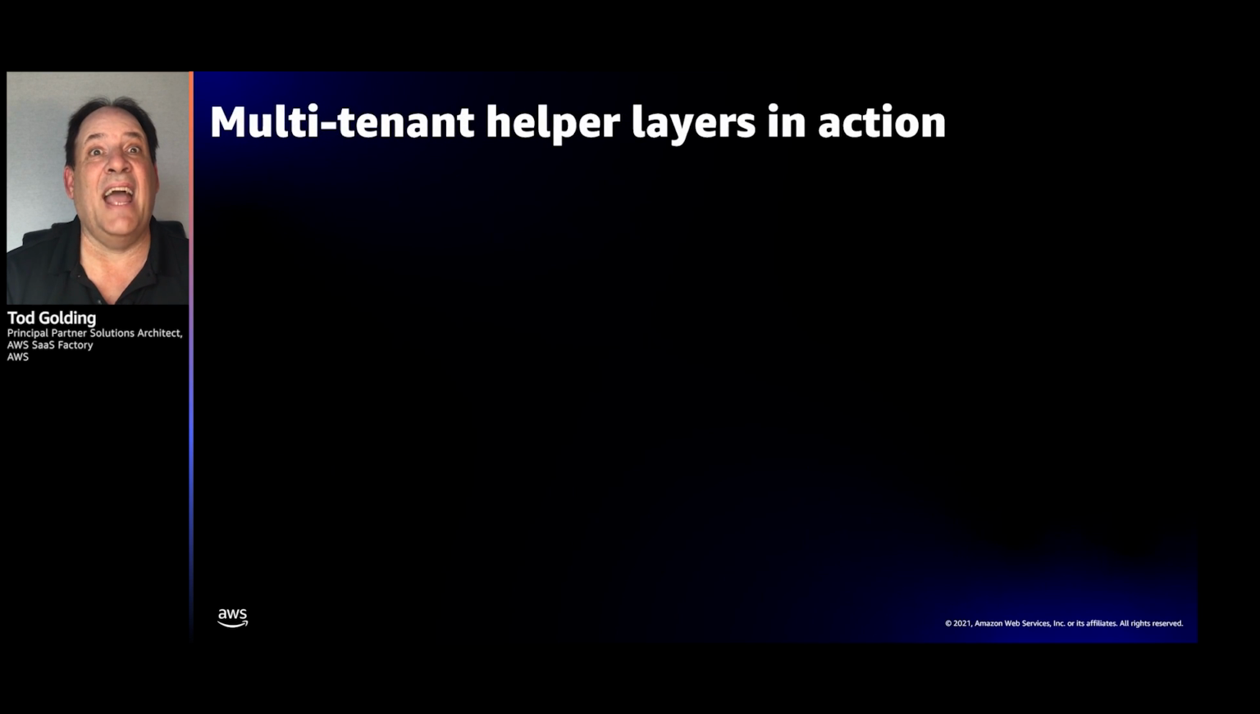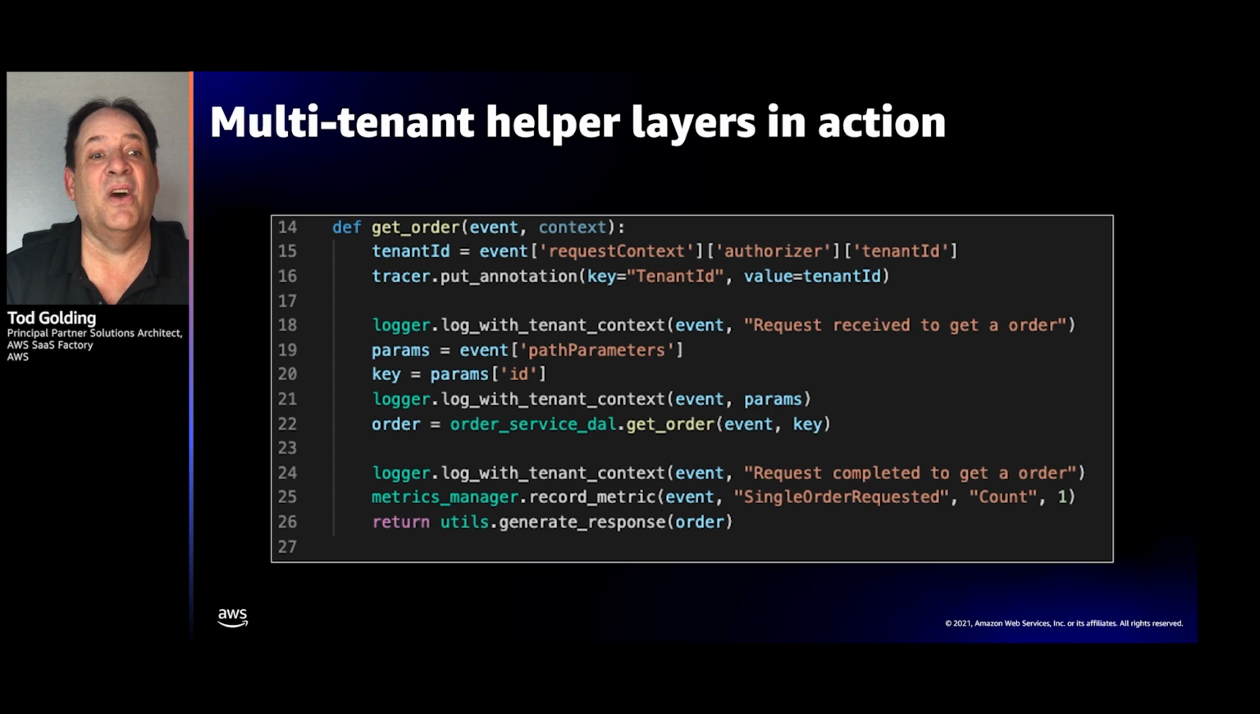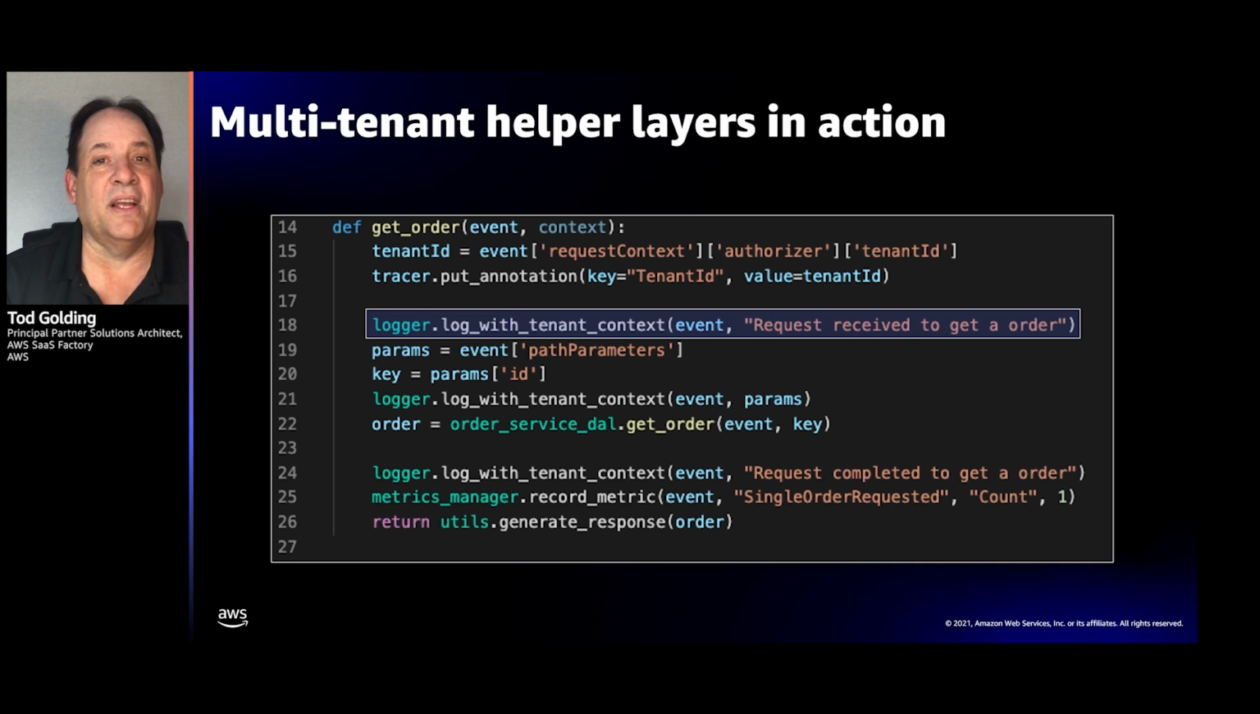Now, if we see it in action, what does that look like inside the code? Here's a get order function, and how are these helpers looking? Here's an example of me logging with tenant context. All I'm doing is calling a log message. I'm not extracting the token. I'm not pulling the tenant ID out of the JWT. I'm just passing the event and the message, and the logging takes care of everything else. When I get a record from the data access layer, there's no special tenant handling. It just goes and gets it. And the same when I record a metric. It's just a record metric.